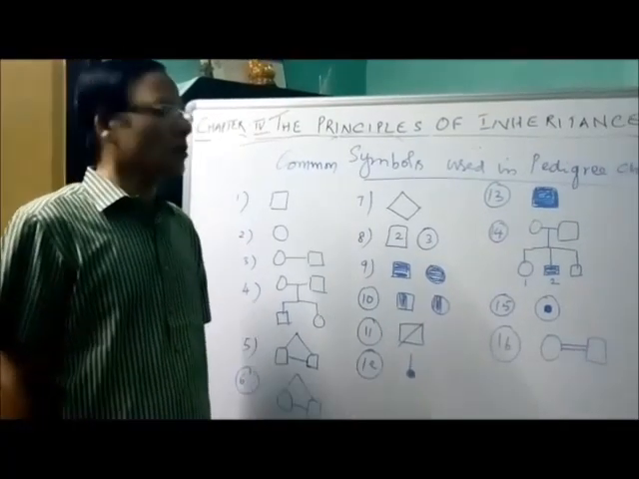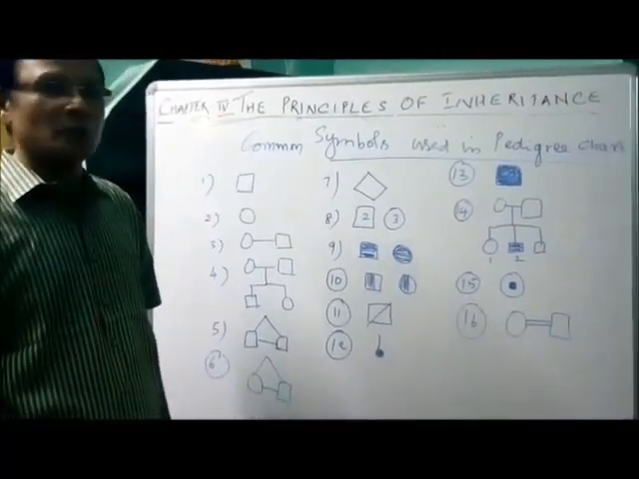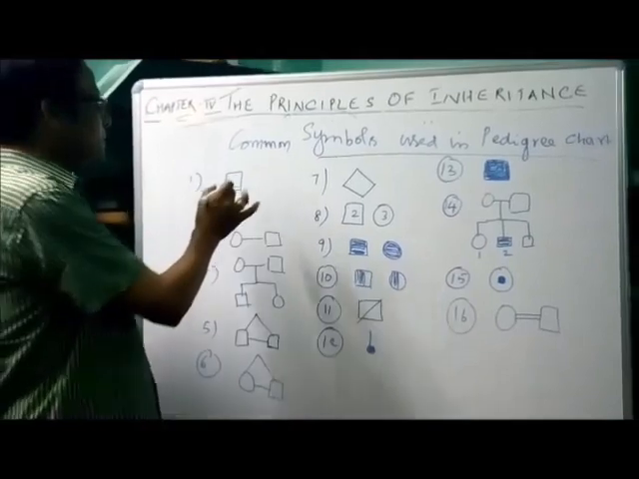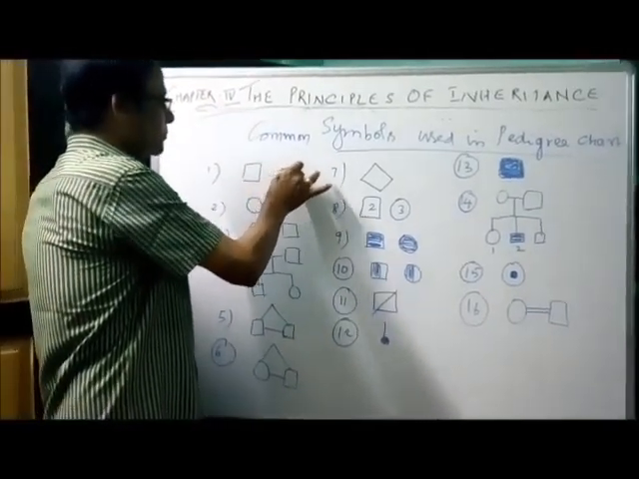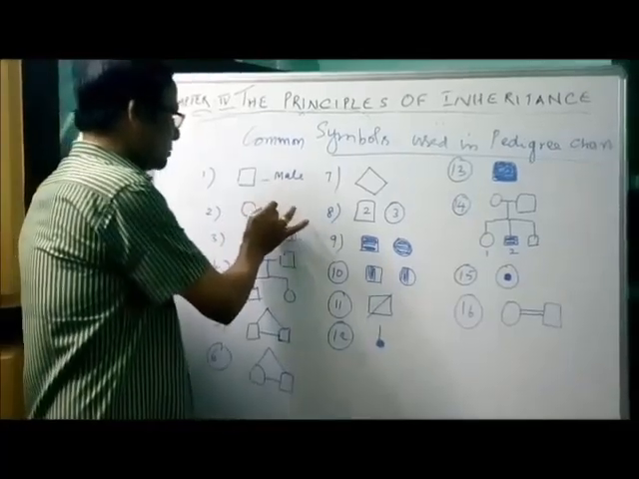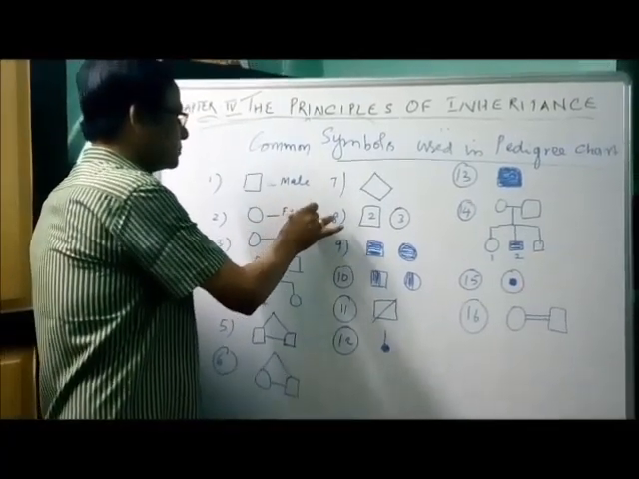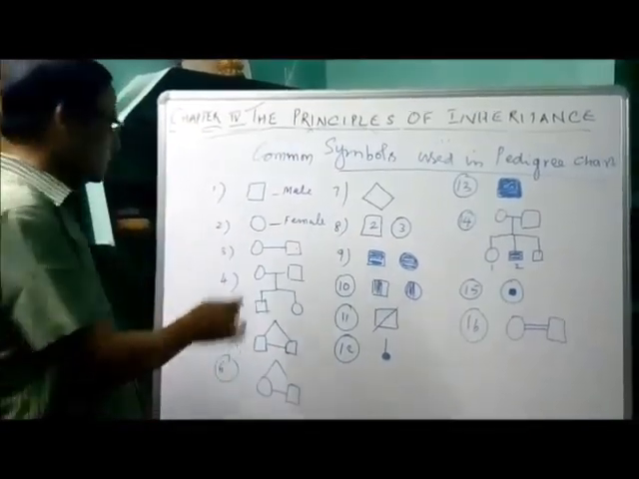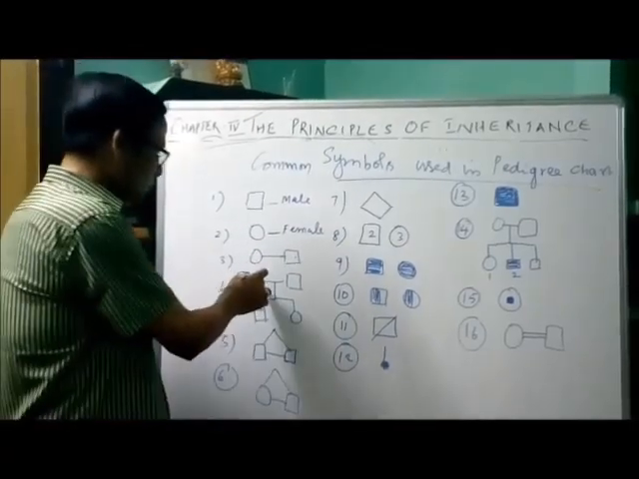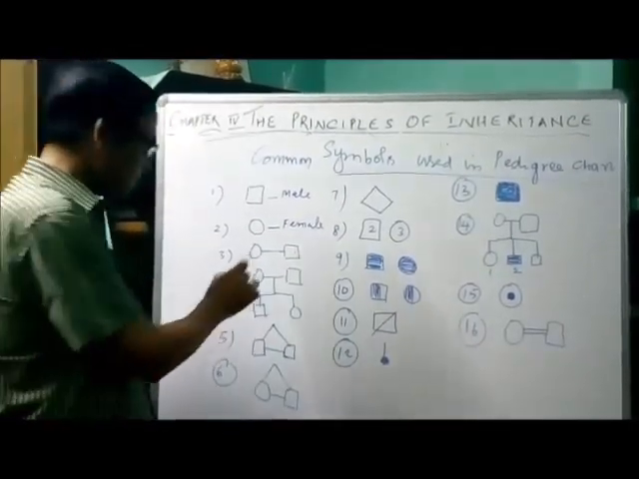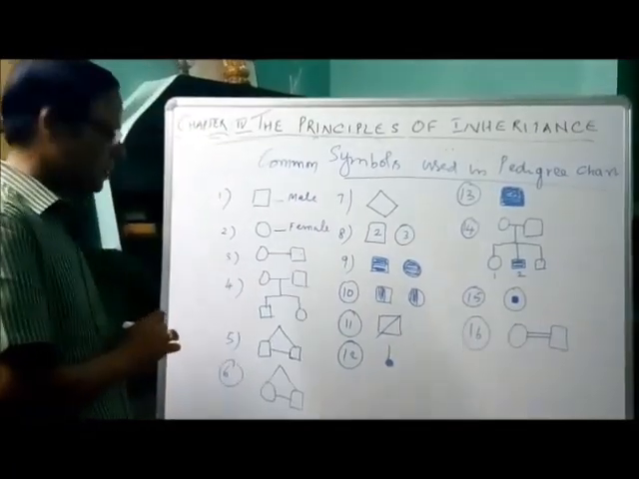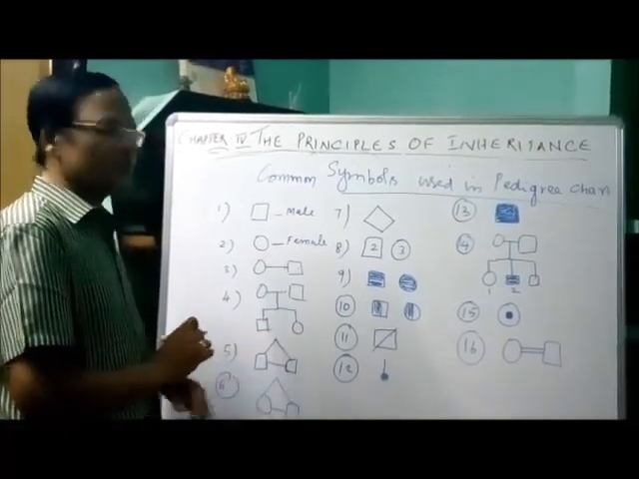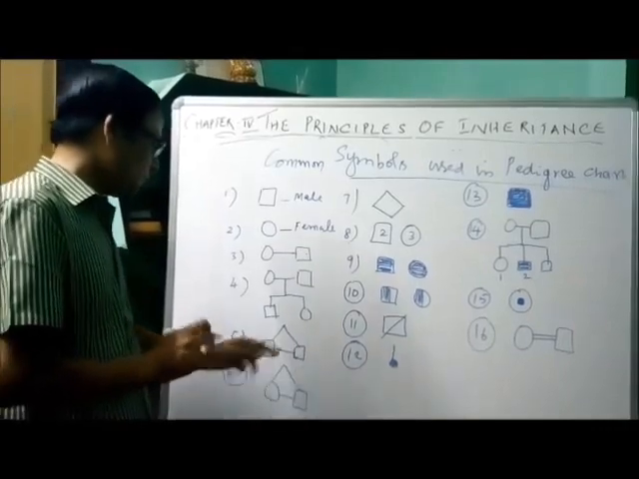As students, the common symbols used in a pedigree chart, which are also given in our syllabus, are the following. To represent the normal male, this is a square. Normal female, this is a circle. Then to show the mating, a marriage, female, male. The next one, the marriage, the mating, that is the parents. These two are the parents. They give birth to young ones. Here two young ones, one boy, one girl.